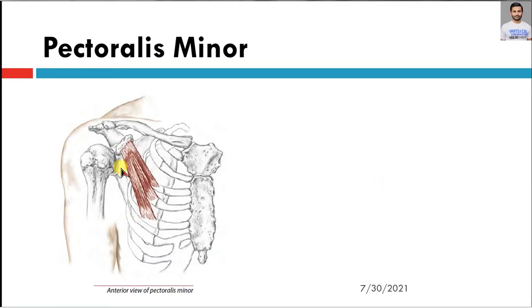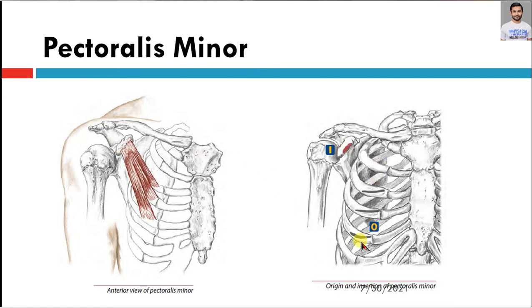The pectoralis minor is a small muscle. It is also attaching to the coracoid process. It also helps in respiration or inspiration. It is an accessory muscle, and it also stabilizes the scapula as well. You can see the origin, the third, fourth, and fifth rib, and the coracoid.